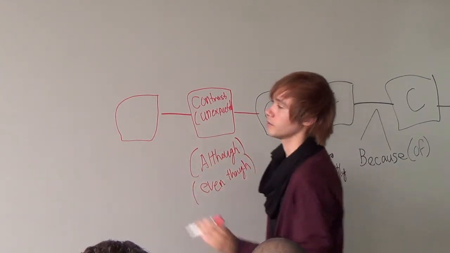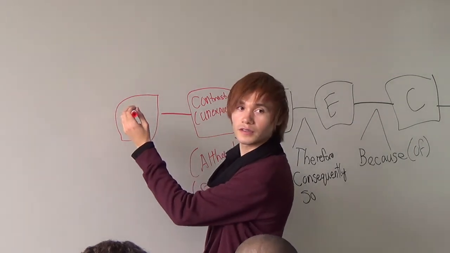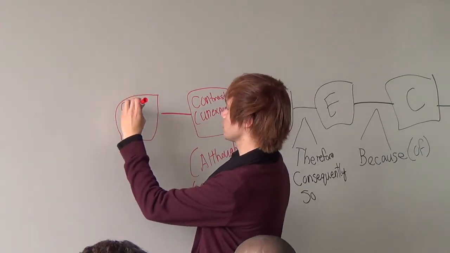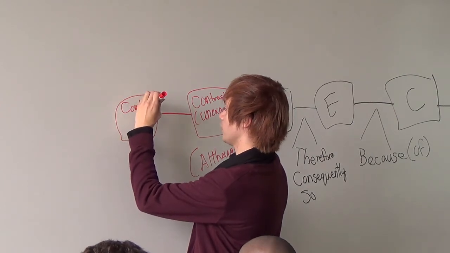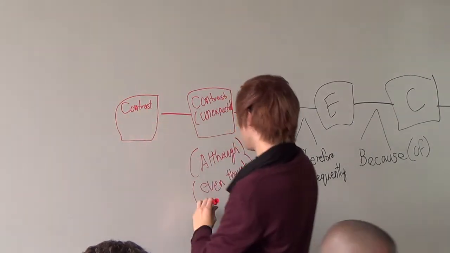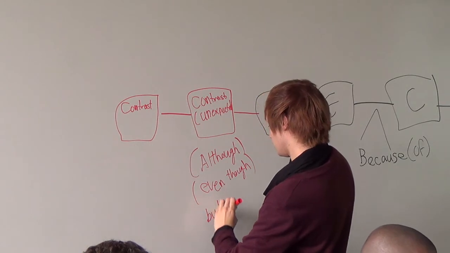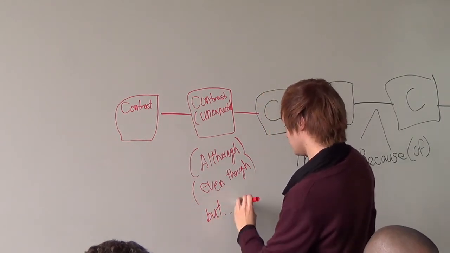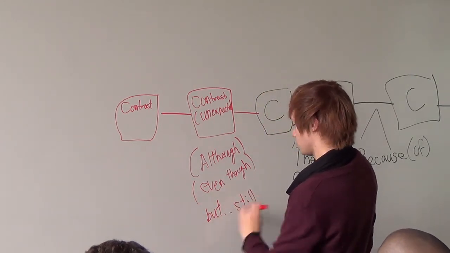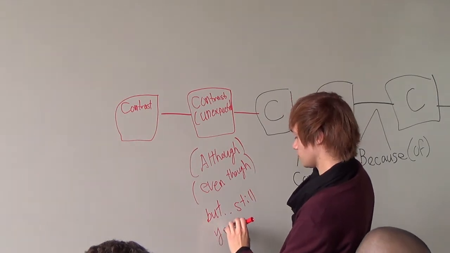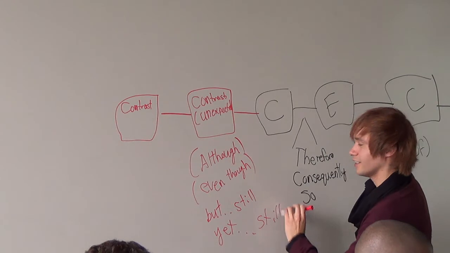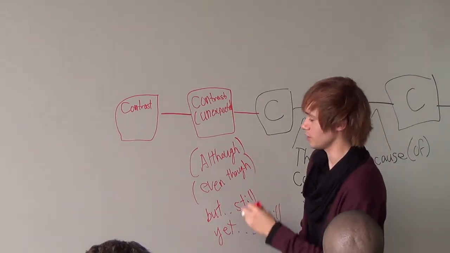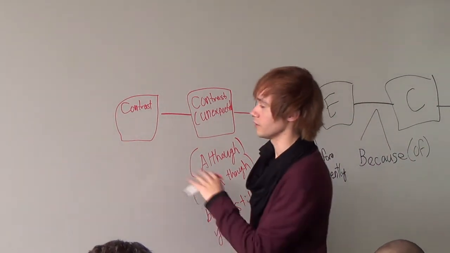And then we had conjunctions. Yes, we did have but and yet. But still, and yet, still. We have these conjunctions also, as well as the prepositions or transitions.